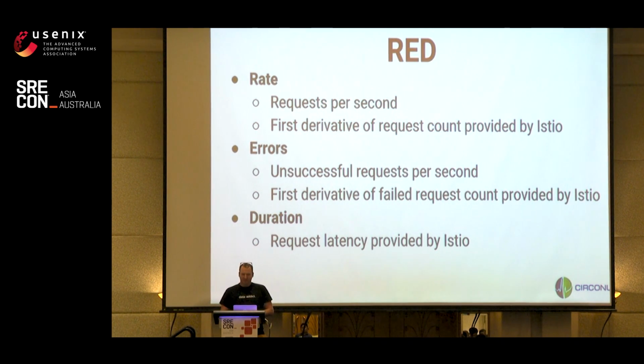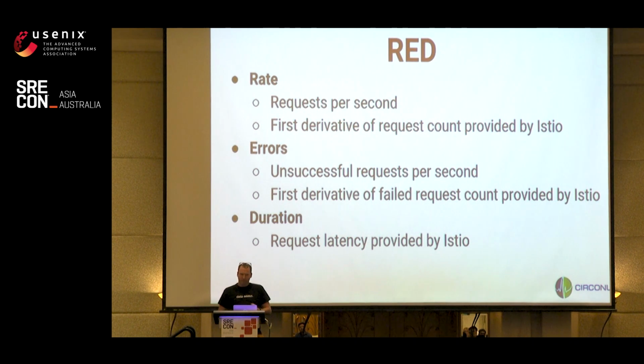So, RED dashboards. Istio provides us with the components that we need to construct one. We can get the rate component in requests per second by taking the first derivative of the request count. We can get the error rate by taking the derivative of the request count of unsuccessful requests.